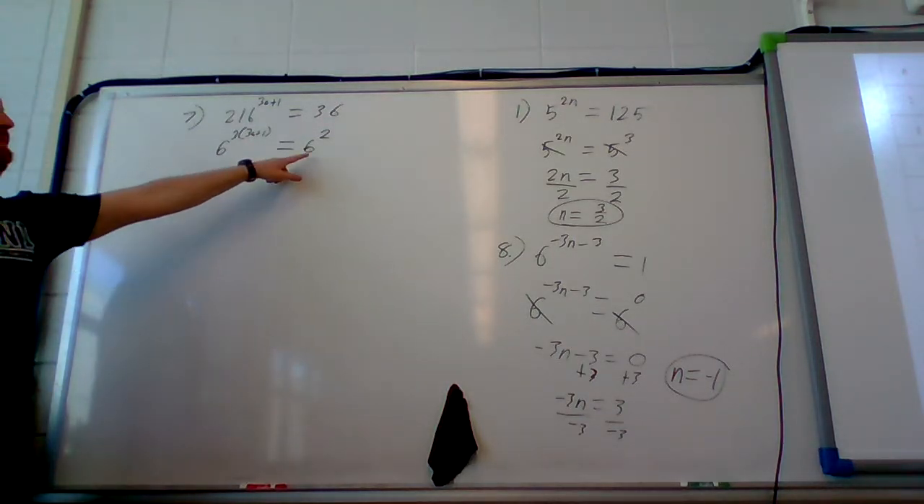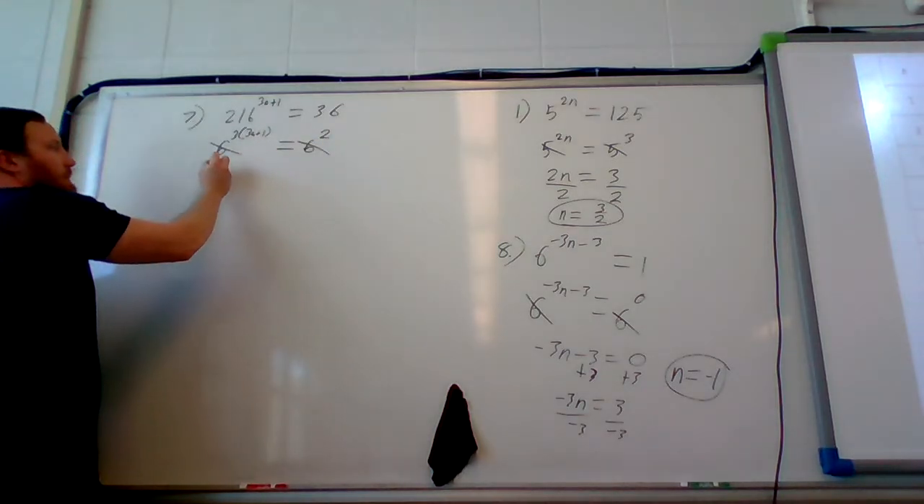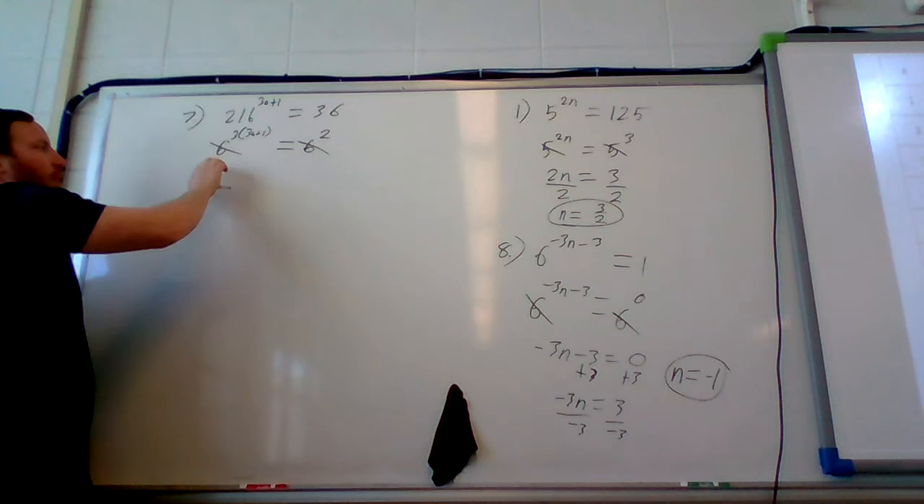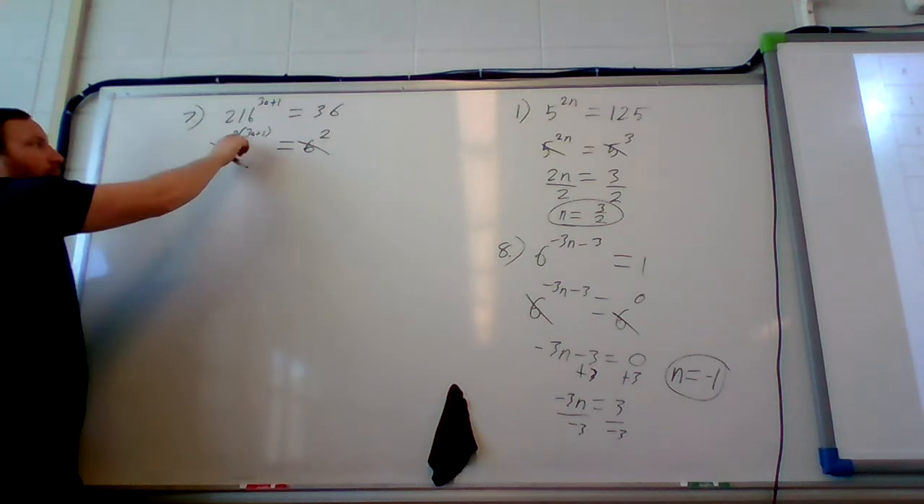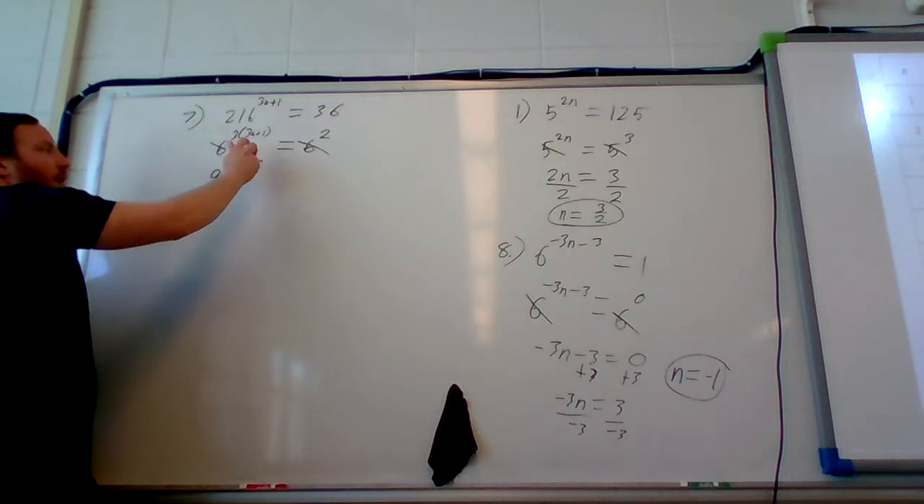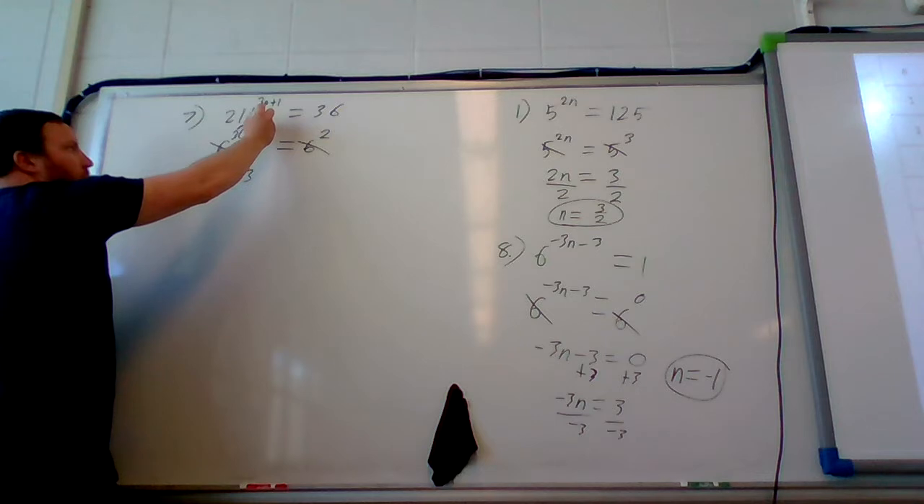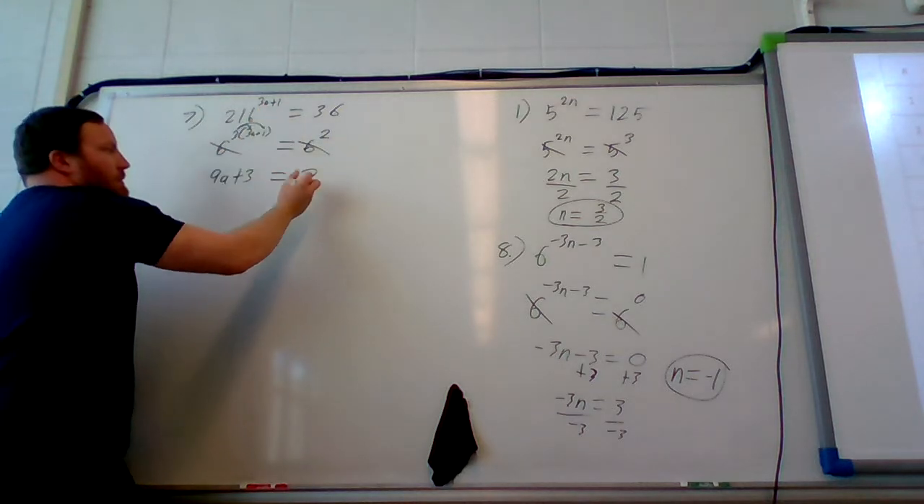They have the same base. We can mark them out. So we have 3 times 3a plus 1. So we can go ahead and just distribute that. So 3 times 3a, we get 9a. 3 times 3 gets us 3, equals 2.